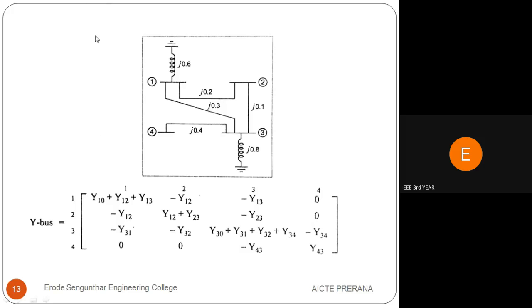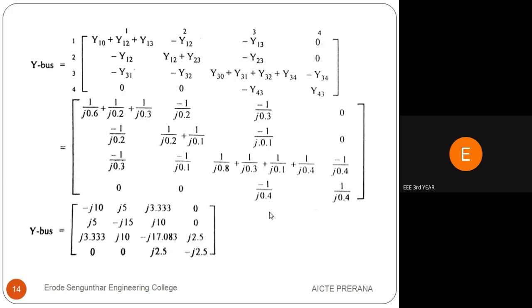Now we consider the fourth bus. In the fourth bus, Y41, there is no connection between 4 and 1, so I consider 0. And Y42, there is also no connection, so I consider 0. Then Y43, there is an element, so we want to consider minus Y43. And Y44 has only one element, so again I consider Y43. Substitute these values in the corresponding matrix.